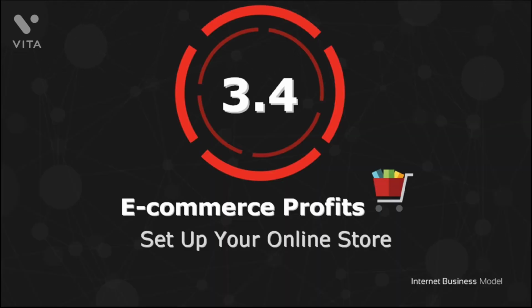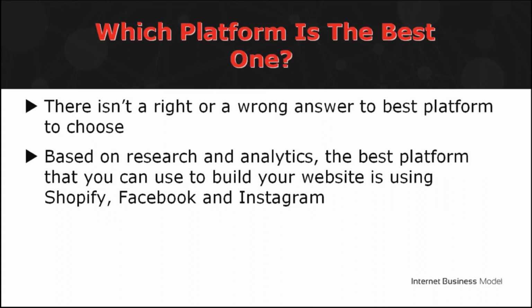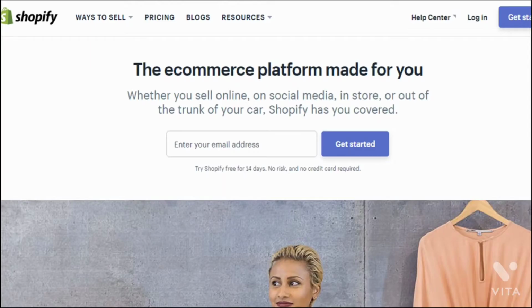Next is setting up your own online store. You'll be needing a suitable platform for your products to sell from. Your site is the main medium between you and your prospects. They're going to review your items and place their orders here. Which platform is the right kind of platform for your business? Based on research and analytics, the best platform that you can use to build your website is using Shopify, Facebook, and Instagram. Let's start with Shopify.